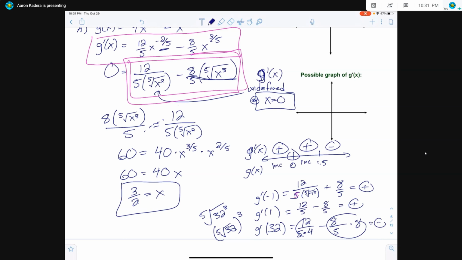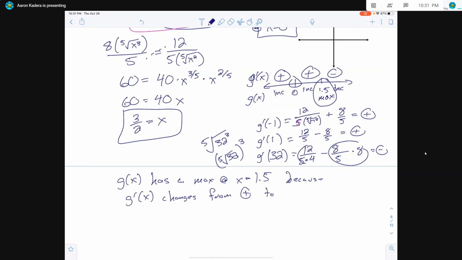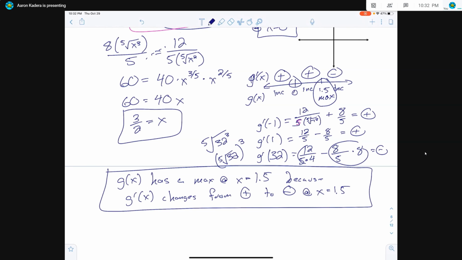We might have a flat spot or some other issue. And then right here, we have an increasing to decreasing situation. So this is going to be a max right here at 1.5. Okay, so we can conclude that, this is a g, sorry, I keep doing that. G of x has a max at x equal 1.5 because g prime changes from positive to negative at x equals 1.5. Okay, so we conclude that it has a maximum at that point.